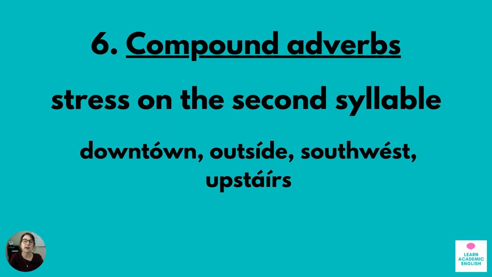Southwest. Upstairs. Now, is it hard for you to hear the stress? If it is, then try to do the stress the other way and see if it sounds strange, okay? So for example, with the word downtown, the correct stress is on the second syllable. If we say it the other way, it's going to sound like this: downtown, or outside, or upstairs. And those pronunciations don't sound natural. Instead, we should say downtown, outside, upstairs.